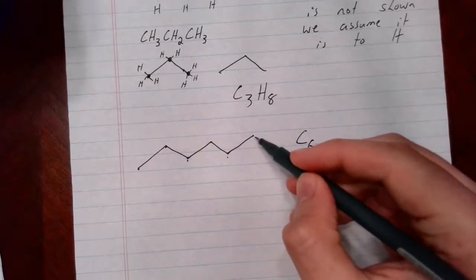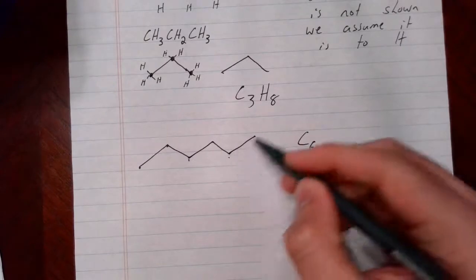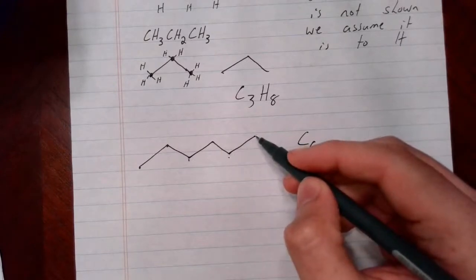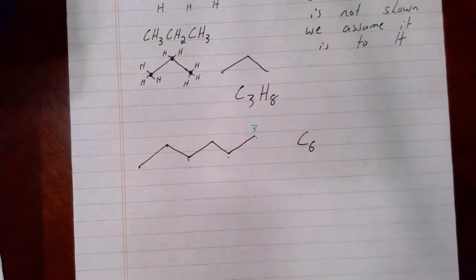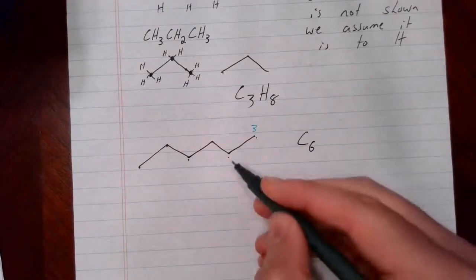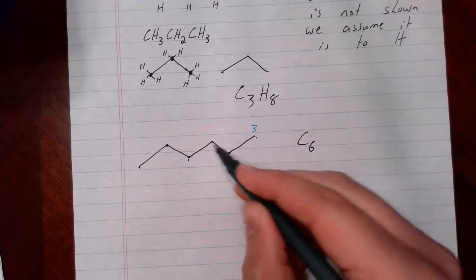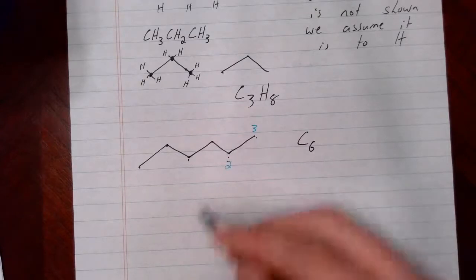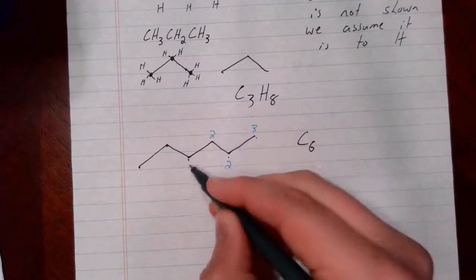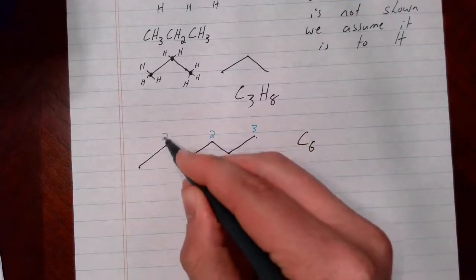So this carbon right here already has 1 bond shown. So it has to have 3 other bonds that we're not seeing. So it has to be bonded to 3 other hydrogens. This carbon right here already has 2 bonds. So there's 2 bonds that we're not seeing. So it's bonded to 2 other hydrogens. The same for this carbon, and this carbon.